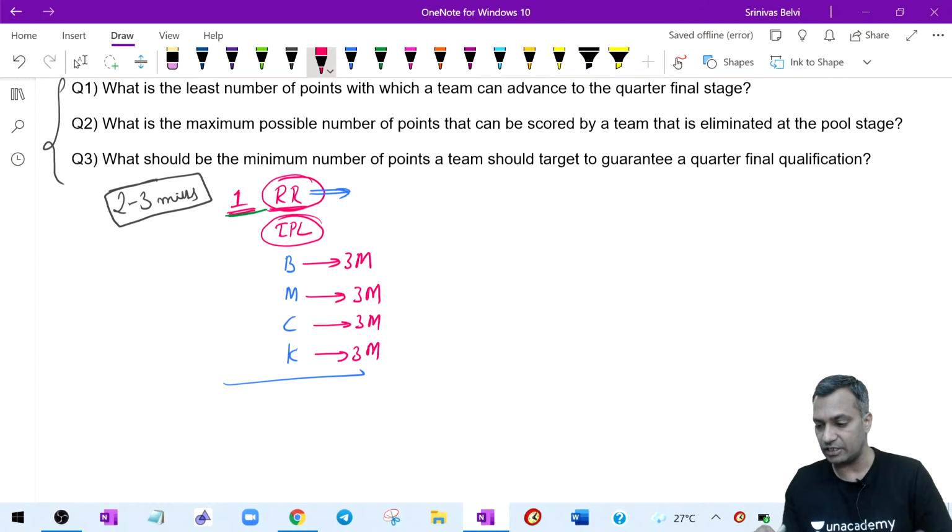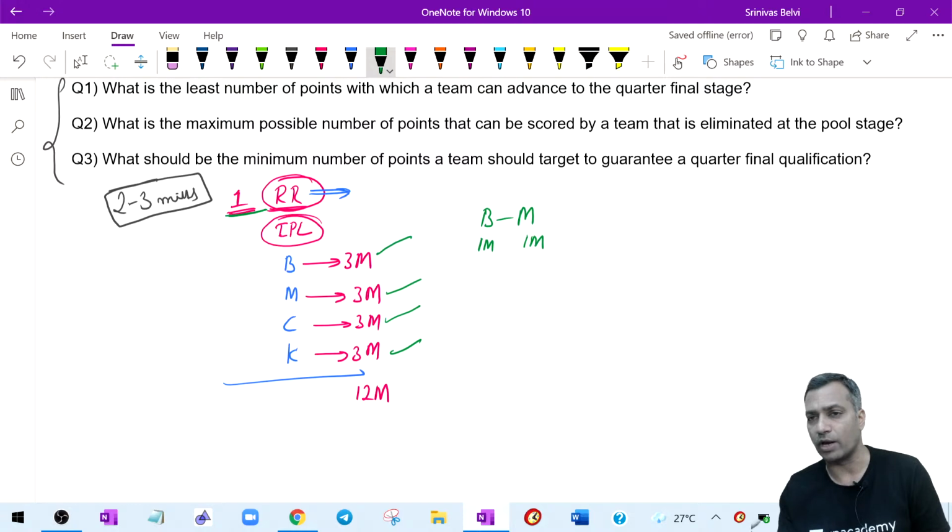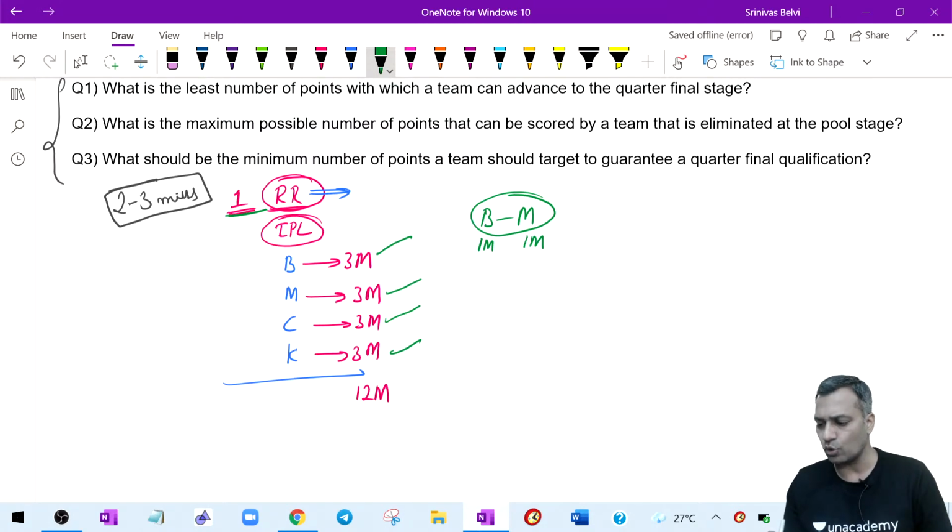Therefore, on the face of it, it looks like 12 matches have been played: 3 matches, 3 matches, 3 matches, 3 matches. It looks like 12 matches. No, there is a double counting. Common sense, we all know. When Bangalore has played a match against Mumbai, Bangalore said I played one match, and Mumbai also said I played one match. Technically, only one match happened, but both of them counted. Therefore, there is a double counting, and hence the total matches in this round robin is 12 divided by 2. There will be only 6 matches.